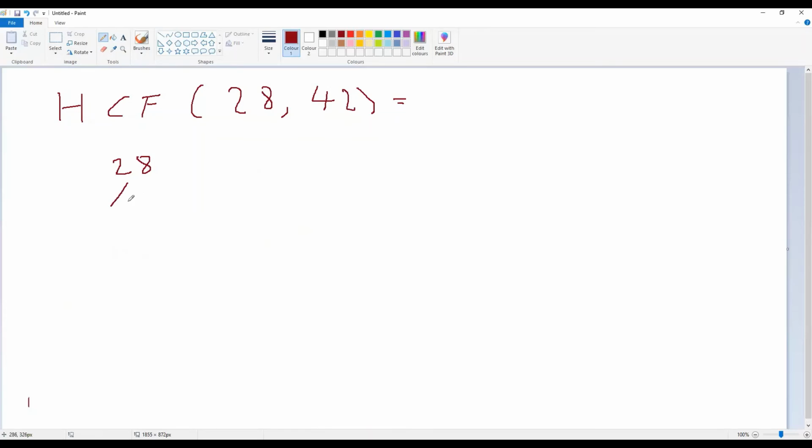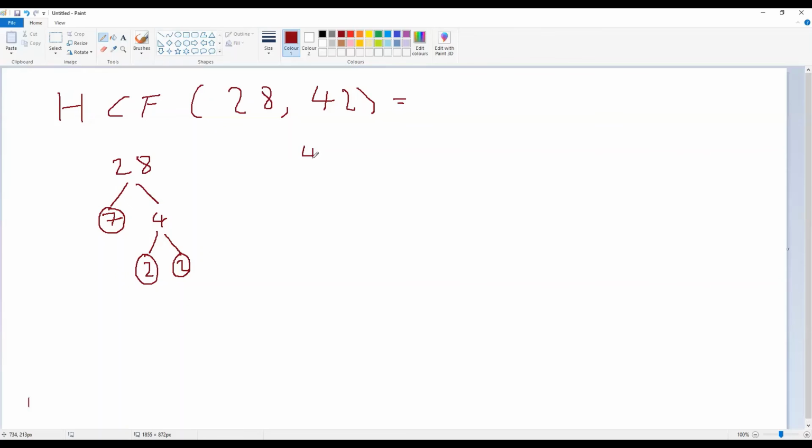So let's break this down. How do we get 28? Well, we get 28 by multiplying 7 by 4. 7 is prime, we circle it. We can't break it down. 4 is not prime, we can break it down into 2 times 2. All right, 2 is prime, so we circle both 2s. And then we stop there, we can't go any further.